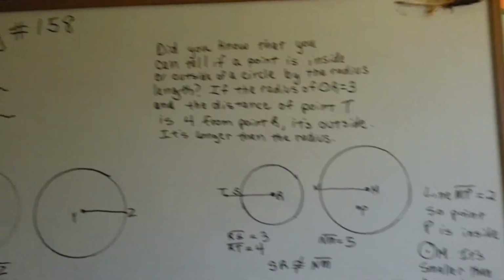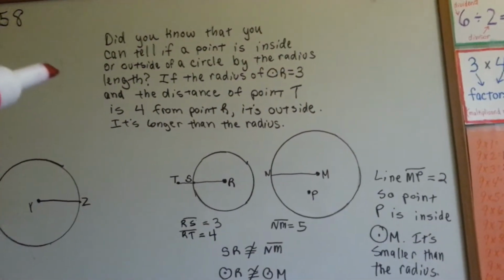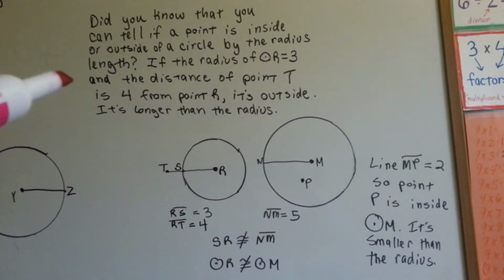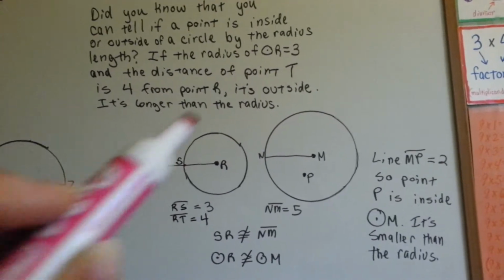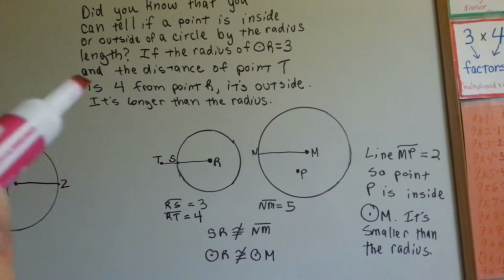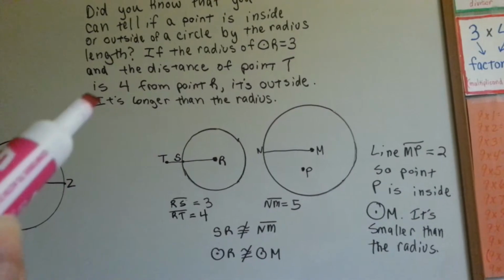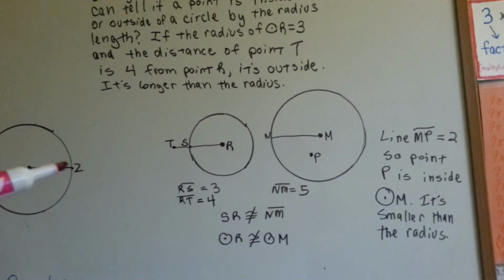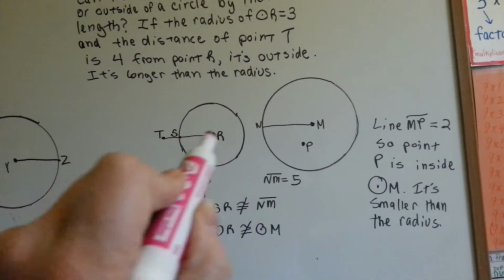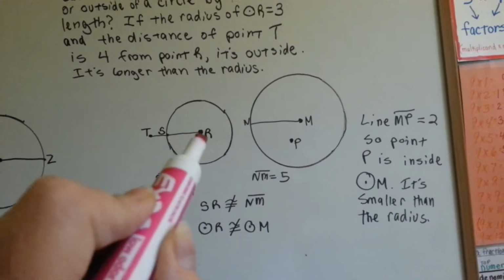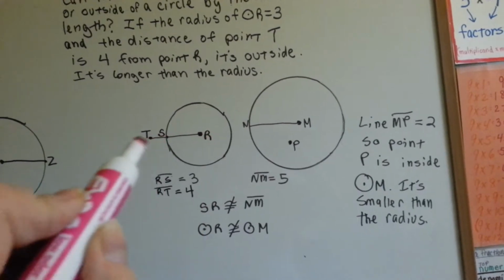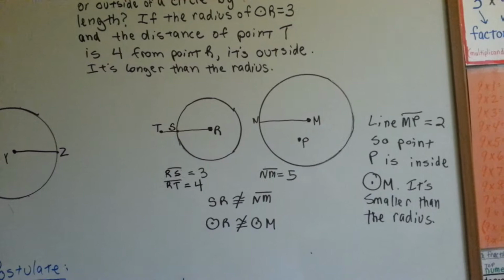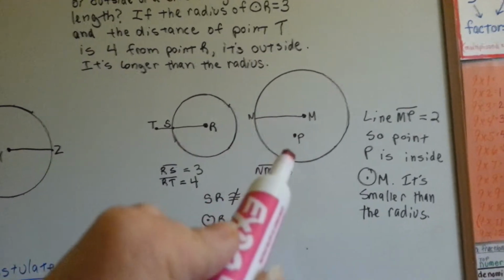So here's our little thing about inside and outside points. Did you know that you can tell if a point is inside or outside of a circle by the radius length? If the radius of circle R is 3 and the distance of point T is 4 from point R, then it's outside because it's longer than the radius. If this is 3 and the line RT is 4, then you know T has to be outside of the circle. Okay? Look at this one.